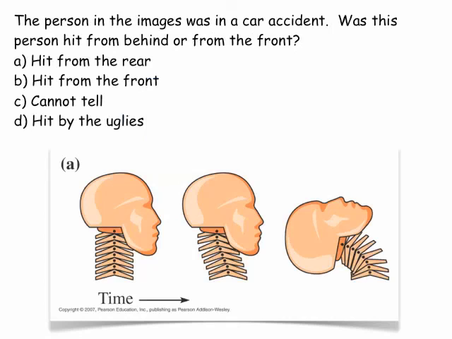This person is in a car accident. Looking at the image over time, there are 3 images of this person. Time flows to the right. The person in the images was in a car accident. Was this person hit from behind or from in front? Submit your answer on the blackboard.